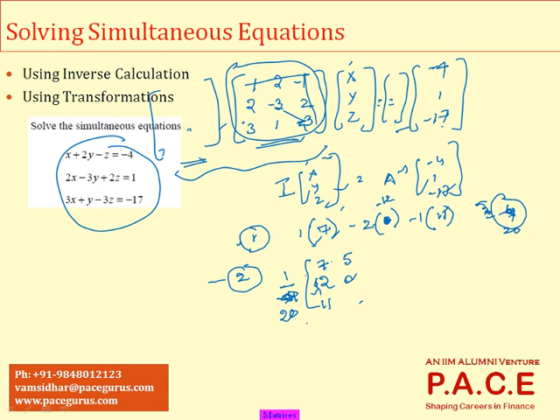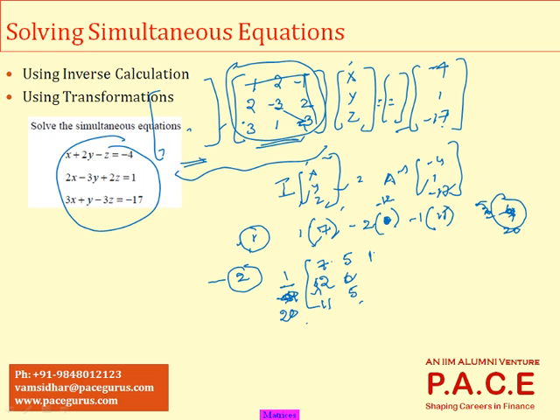And then second row, third column. Similarly, I remove the row and the column. 1 minus 6 minus 5, change the sign of it, make it 5. Then third row, first column, 2 minus 3, 4 minus 3, 1. Take it as it is, don't change the sign.